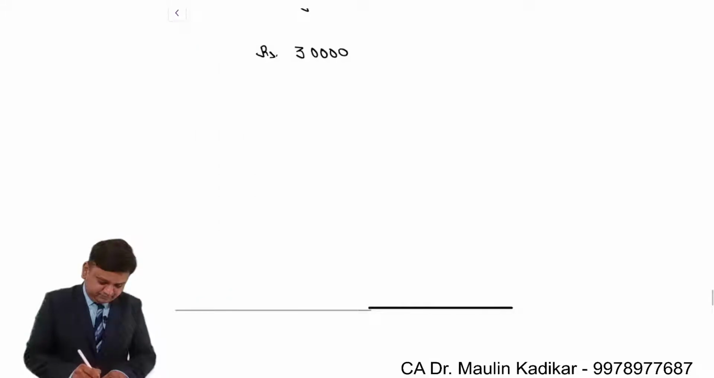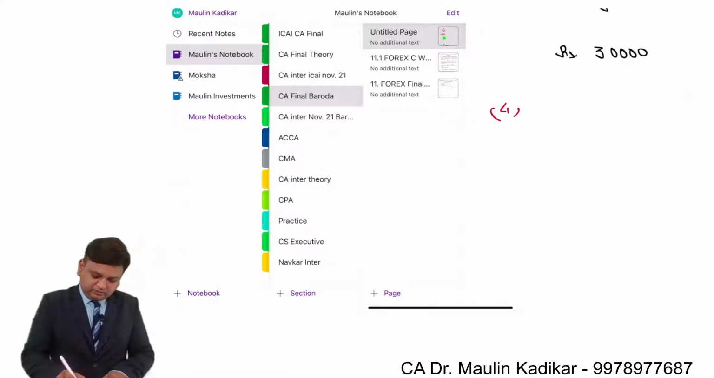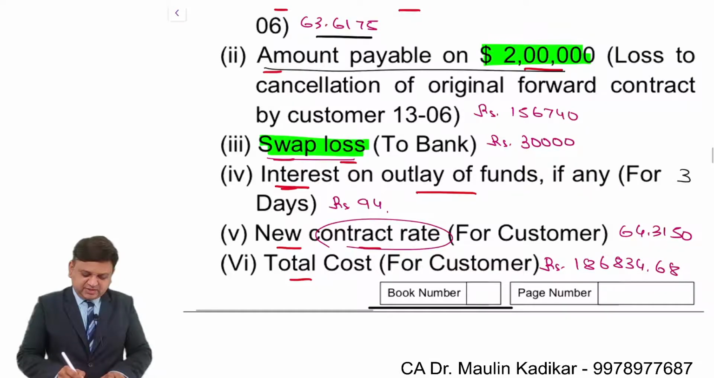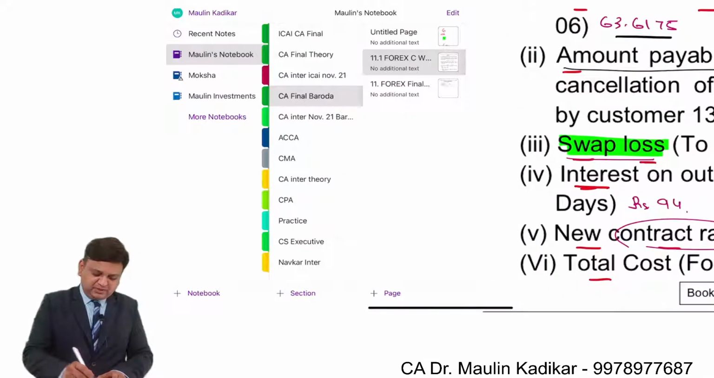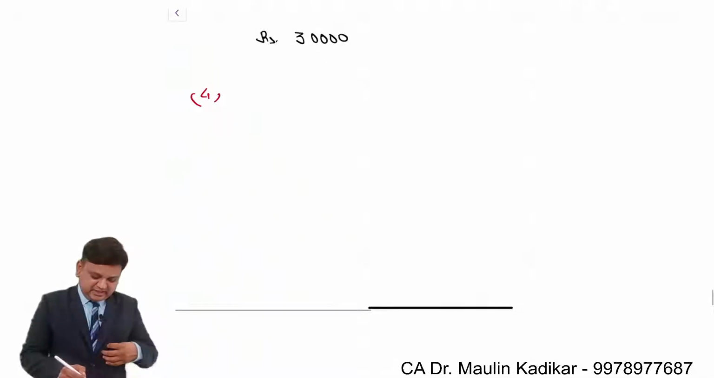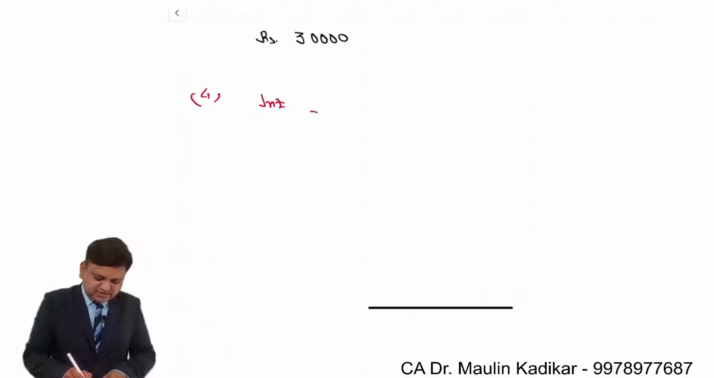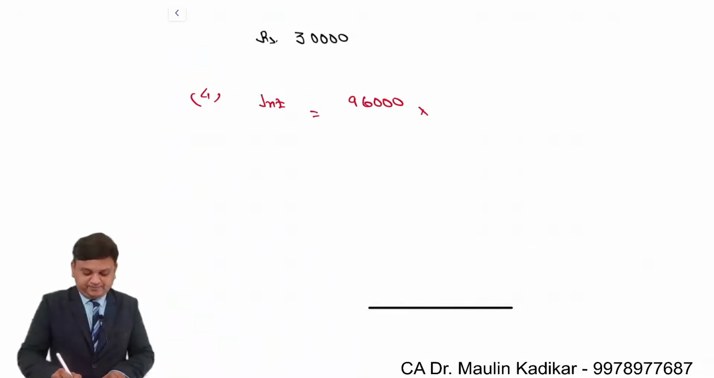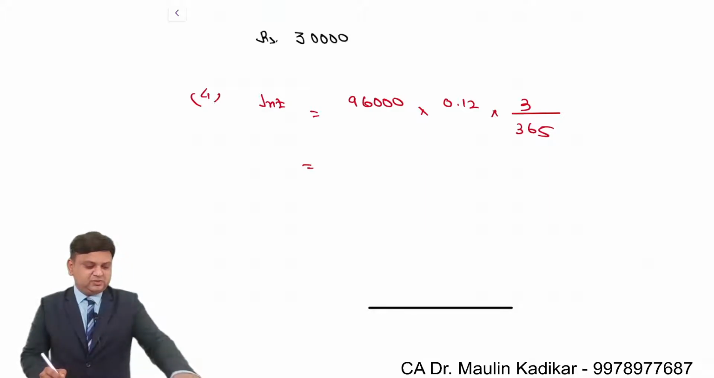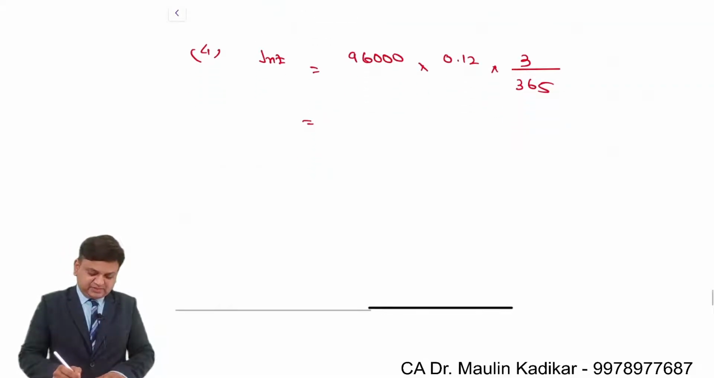Fourth answer. The fourth answer is interest on outlay of the funds. That is very simple and it is small, so we are doing it again. Interest is equal to 96,000 rupees of the loss which bank had to pay. Rate of interest 12%. Time period 3 days. You may take 360 days or 365 days. Conceptually it does not make any great difference. So 94 rupees 68 paise.